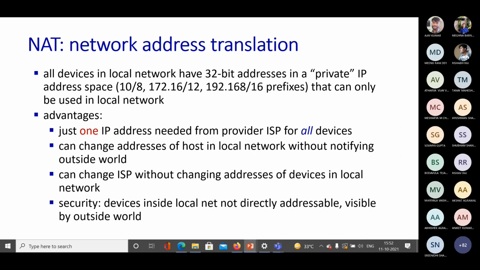And yes, NAT is a very good protocol which is used for providing security. Okay, please remember this. It provides security. How? Because the devices inside the local network are not directly addressable by anybody outside the particular local network. So the outside world does not know what is happening in this local set of devices attached to the particular router. That is why NAT is a very good way of providing security.